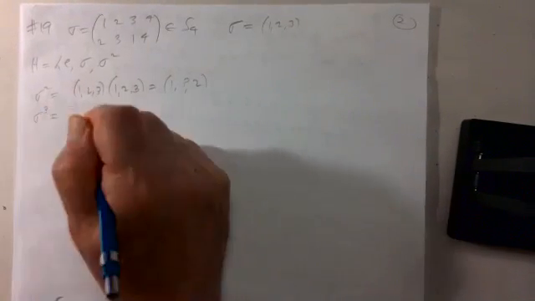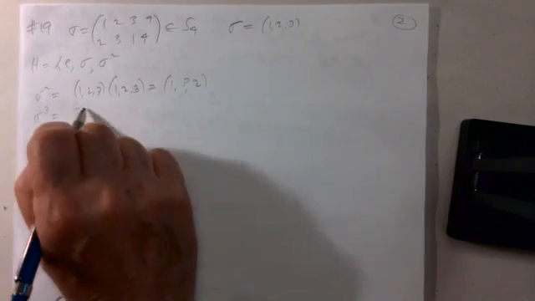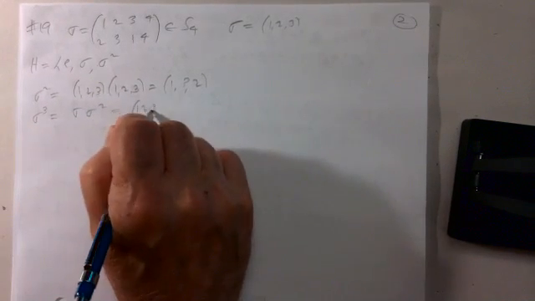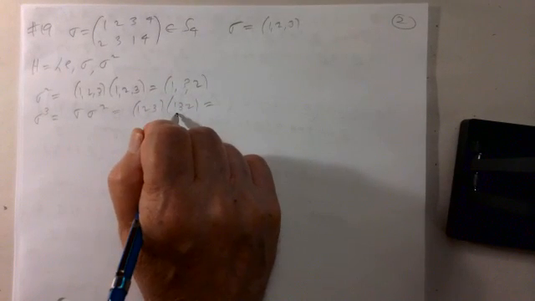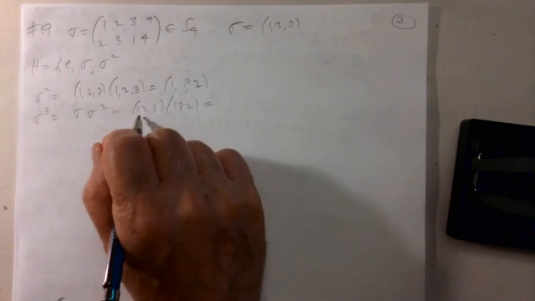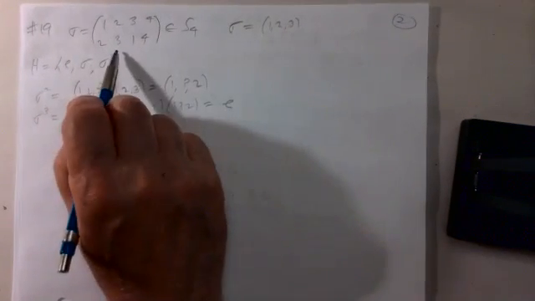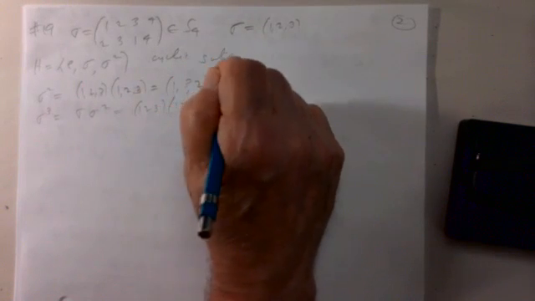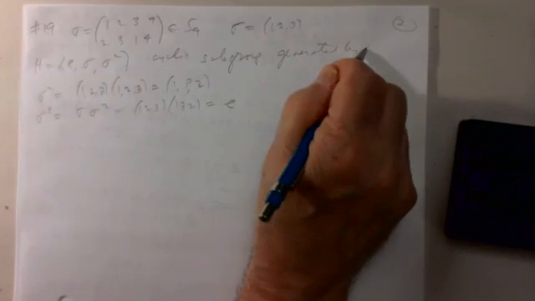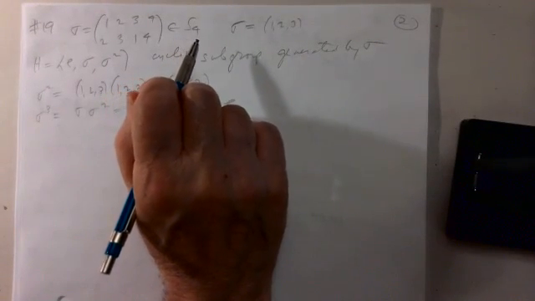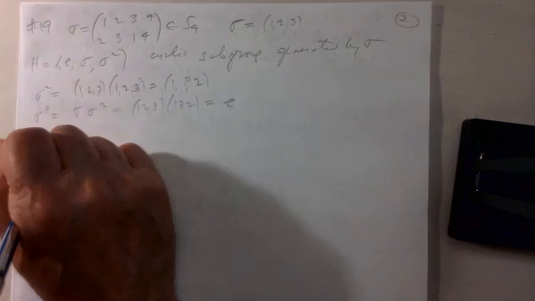What is sigma cubed? Sigma cubed is sigma times sigma squared, (1 2 3)(1 3 2). That sends 1 to 1, 2 to 2, 3 to 3. This is the identity, so sigma cubed is the identity. So this is the cyclic subgroup H generated by sigma, and the order of H is 3.